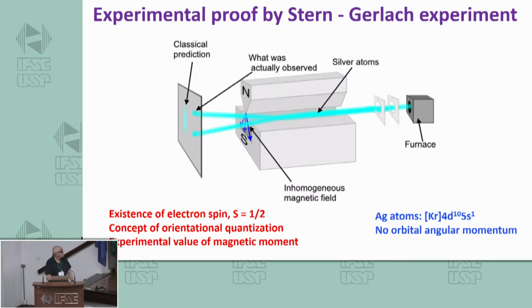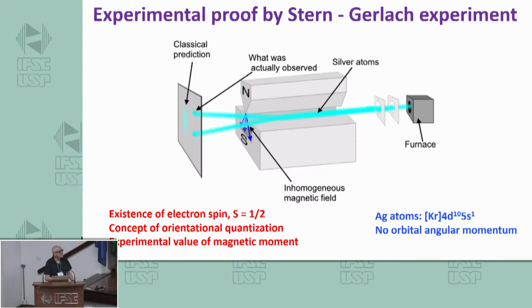It proved also that there is orientational quantization, that this concept is actually a real one, not just a theoretical concept. And what the experiment also was able to prove is the experimental value of the magnetic moment associated with the electron. So this is how we actually know the g-Landé factor of 2.